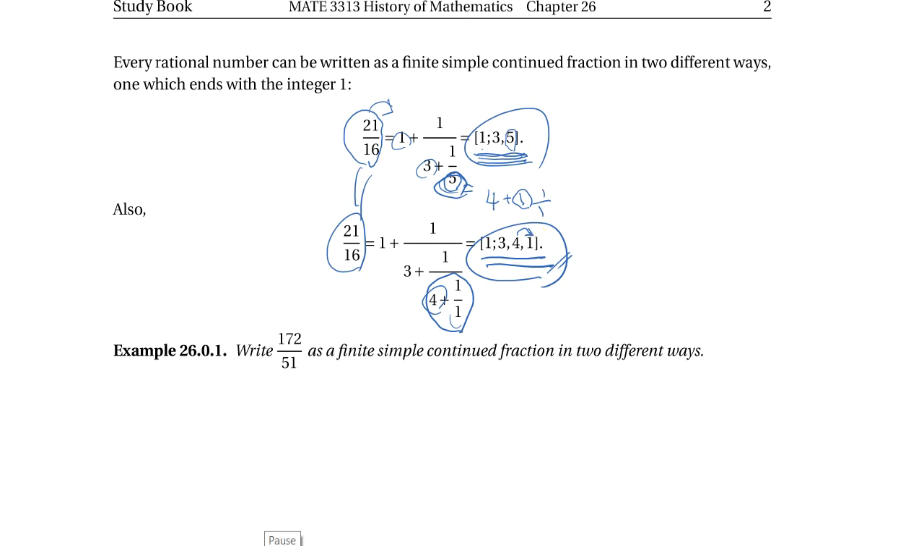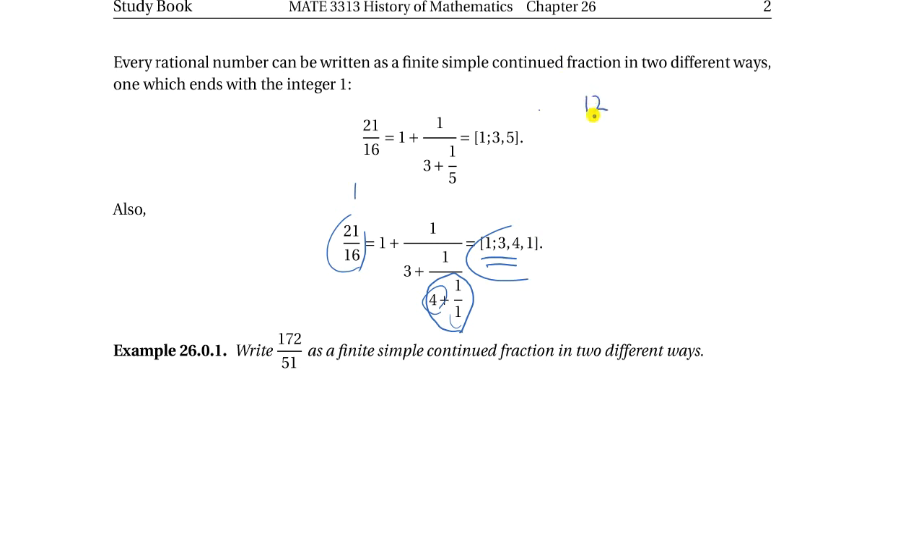So the question is, how can you get those fraction forms? Let me explain that here. First of all, the first part is simple. We just take the division: 21 divided by 16, the quotient is 1 and the remainder is 5. Then 21 over 16 is 1 plus 5 over 16.